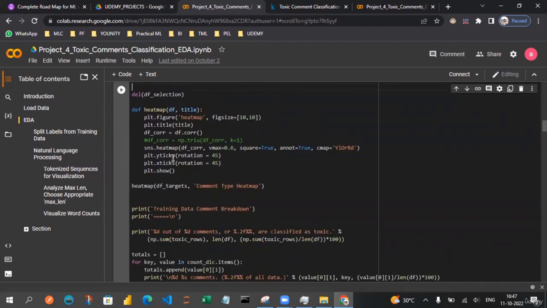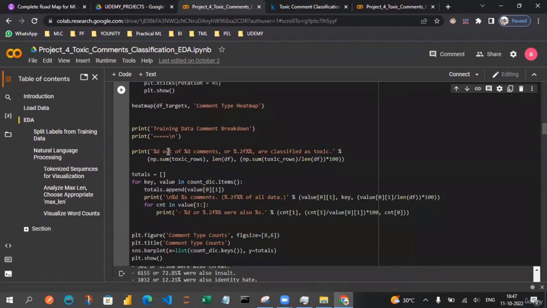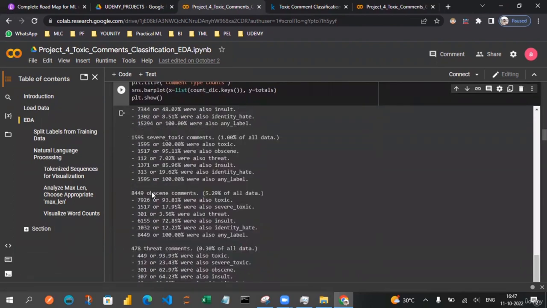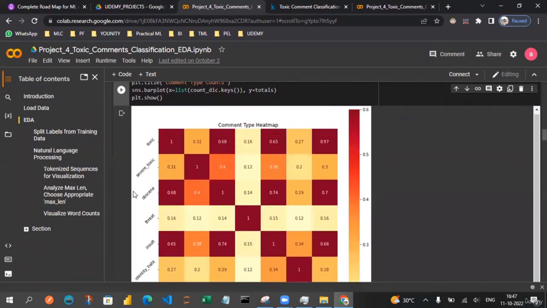So I'm also plotting the heat map to get to know how the comments are going to be showcased, and along with the heat map it will also give the comment type. So yeah, training the comment along with comment values. So let's get started with how the percentage of the comments and the heat map show things.